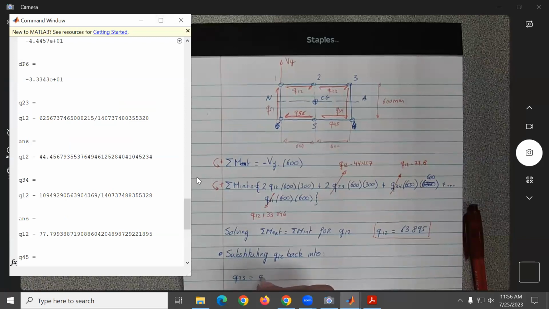Q12 minus 44.457. All right, I'm going to start summarizing. Q34 is equal to Q12 minus 37.8. That one I remember you told me before.